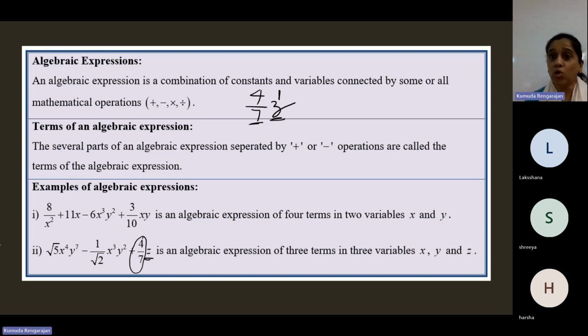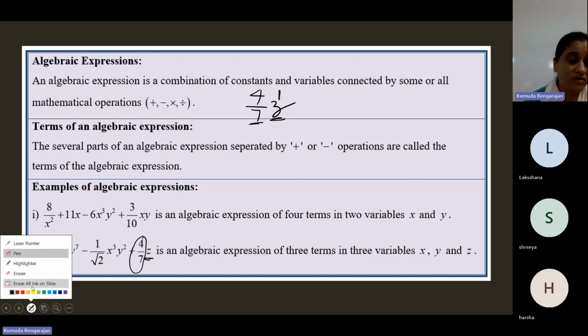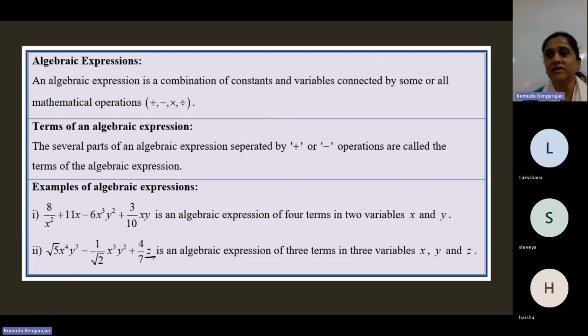So we are not looking at the coefficient. We're looking at the power. The coefficient can be anything. The power should be a whole number. z is the variable. The power of z is 1. It's a whole number. So in the second example, which has 3 terms, the variables involved in all these 3 terms have whole numbers as their powers. So the second algebraic expression is also a polynomial.